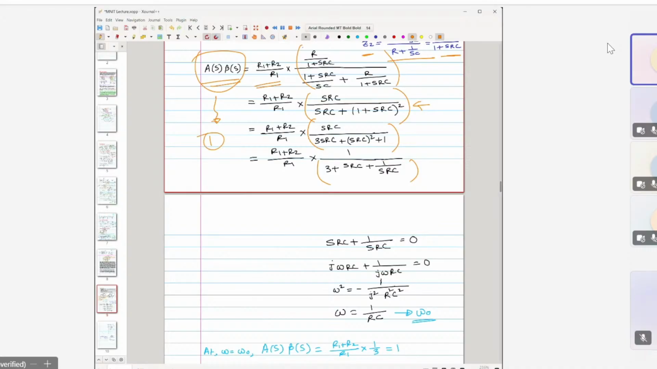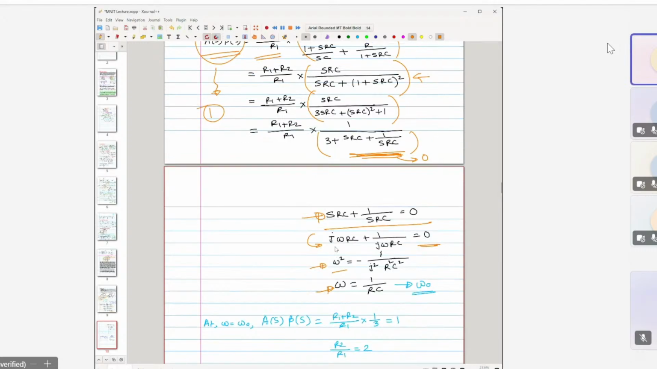Then this expression should also produce the real number. Here, everything is real except this part, because s is there, so j omega is there. So we can say this would produce a real quantity only when this part goes to 0. That means sRC plus 1 by sRC has to equal 0, right? Then you just substitute the value of s, j omega RC, and that would give you an expression for omega.